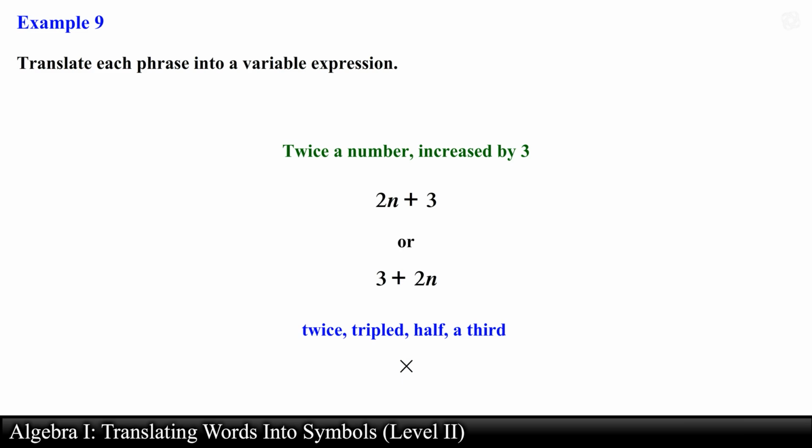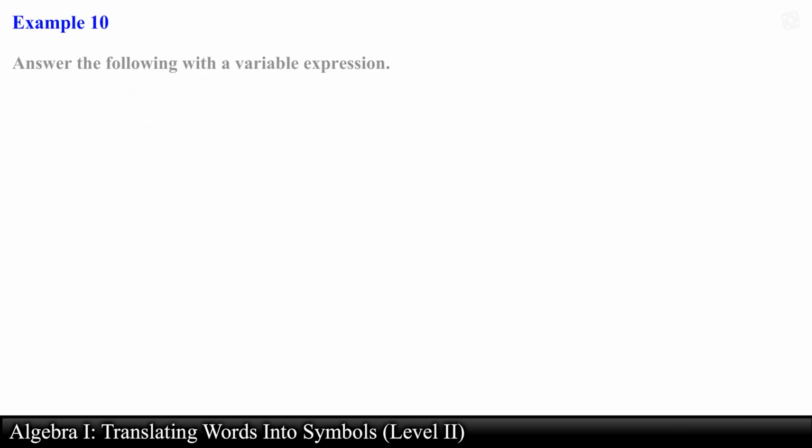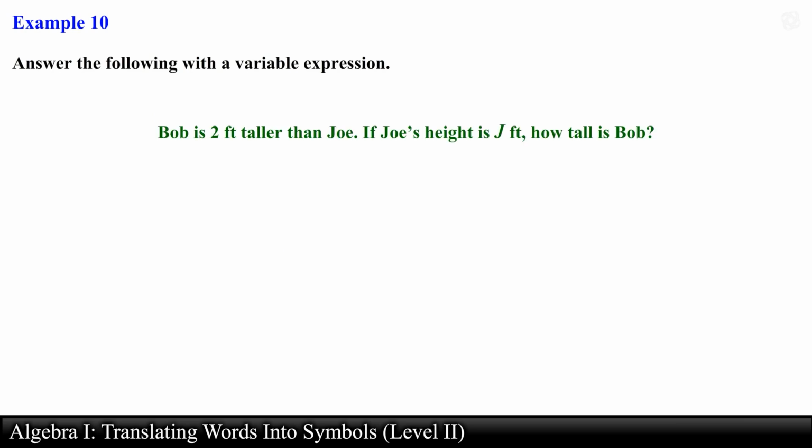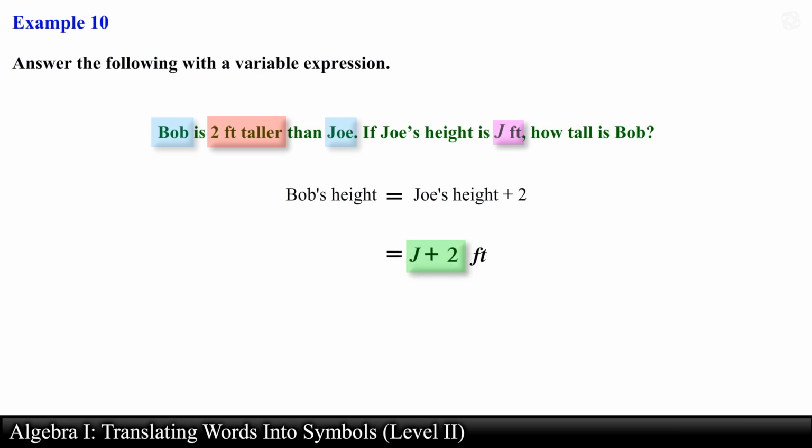Alright, so now let's go over examples that involve translating phrases that are slightly more practical. Answer the following with a variable expression. Bob is 2 feet taller than Joe. If Joe's height is j feet, how tall is Bob? It's important to read the question as many times as it takes you to understand it completely. The question is describing the heights of Bob and Joe. The question is asking how tall Bob is, given the fact that Bob is 2 feet taller than Joe. We are also told that Joe's height is represented by the variable j. So Bob's height is equal to Joe's height plus 2, or written algebraically, j plus 2 feet. And this is our final answer.